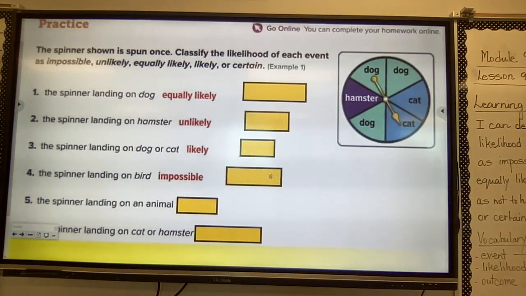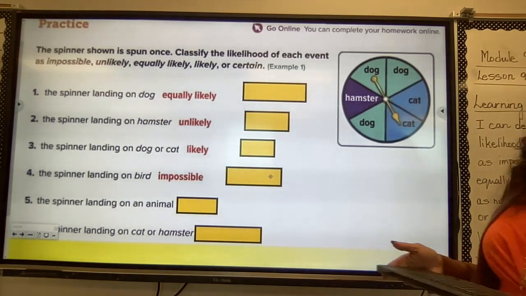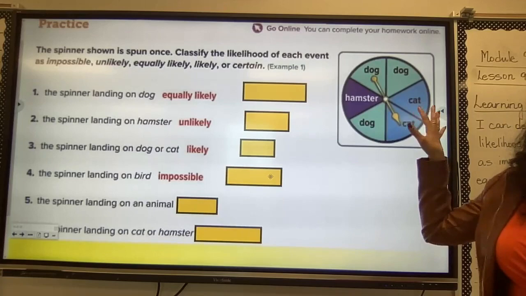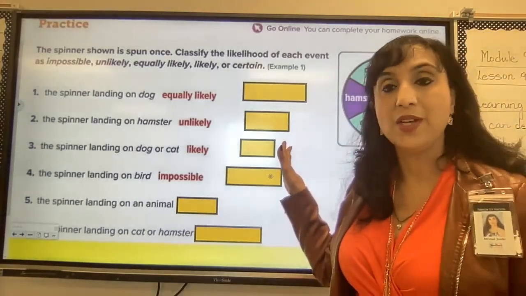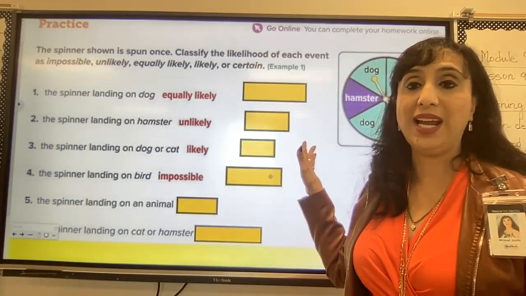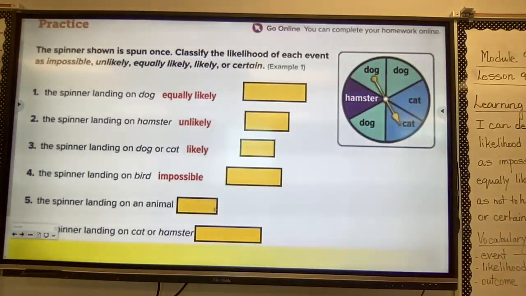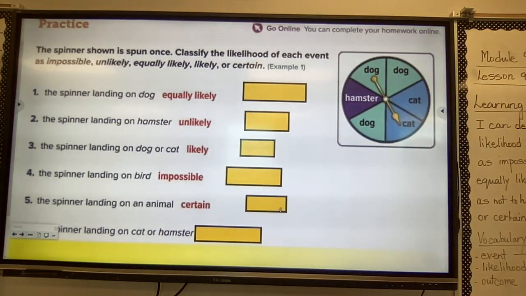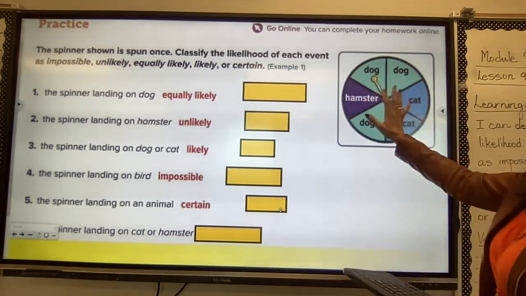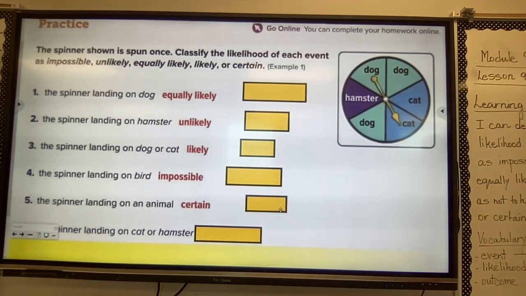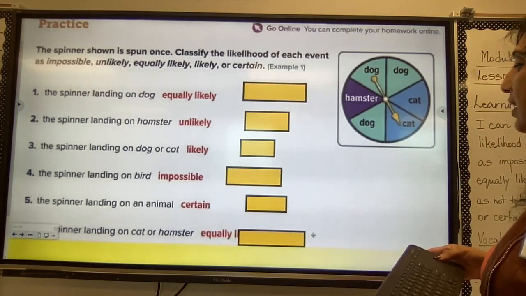Okay. The spinner landing on an animal. As we can see, a dog is an animal, a cat is an animal, a hamster is an animal. All of them are animals. So because of that, the probability of it landing on an animal is absolutely certain, 100% certain, because they're all animals. And then the last one, the spinner landing on cat or hamster. If I look at cat and I look at hamster, the probability is pretty much the same. And so therefore, this is going to be equally likely.